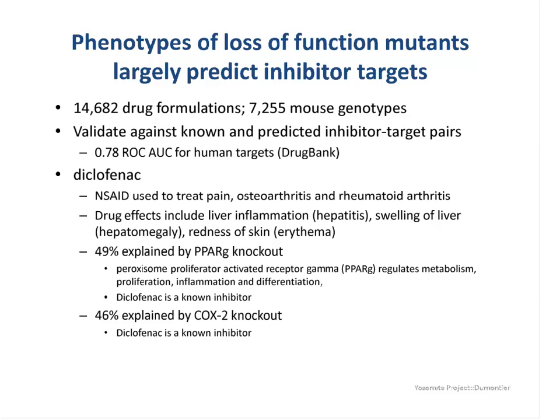And in our approach, we begin to examine, for instance, the drug diclofenac, a non-steroidal anti-inflammatory agent. It's used to treat pain, osteoarthritis, and rheumatoid arthritis. It has a bunch of different drug effects, and we can link these drug effects to this PPARG gene. Diclofenac is a known inhibitor, and about 49% of the side effects are explained by the mouse knockout. It also targets COX-2, and again, 46% of the side effects that we observe can be explained by targeting this particular gene.